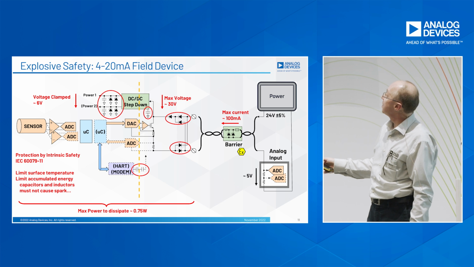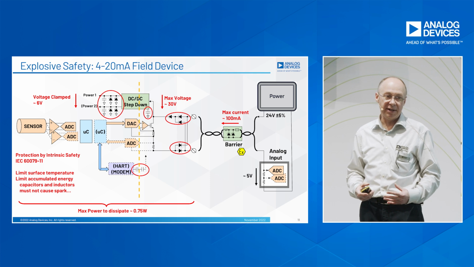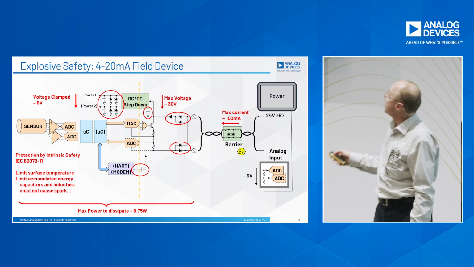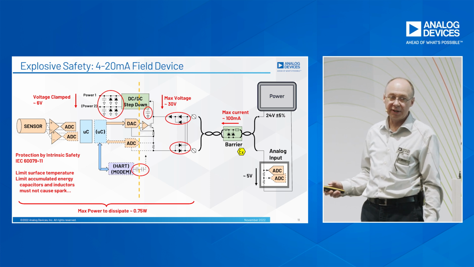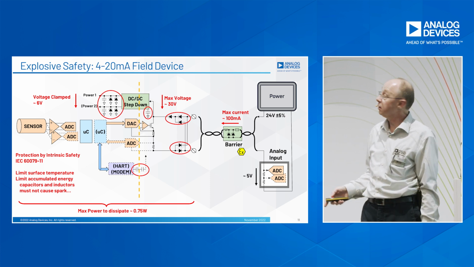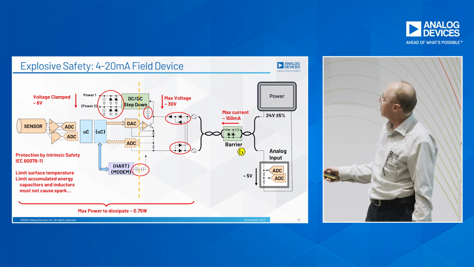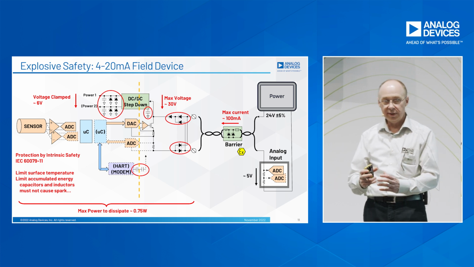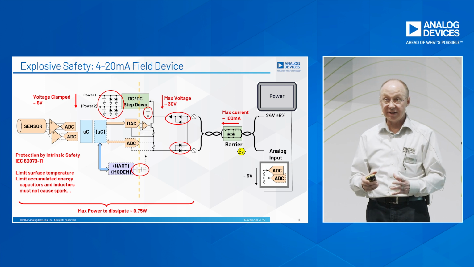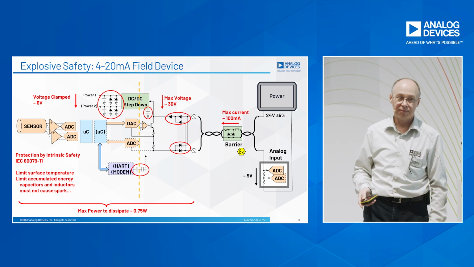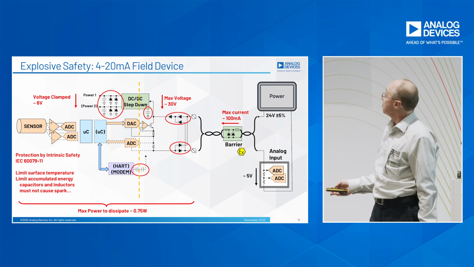Similarly with temperatures, if any of the devices fails completely and starts to heat up and dissipate the power, the maximum power dissipation for each section of the device must not exceed a temperature that could cause ignition of the environment around. So for a 4 to 20 milliamp device, the maximum power that the whole instrument can dissipate is about 0.75 watts. So it has to be designed in a way that the power dissipation does not cause a temperature that could cause some damage.